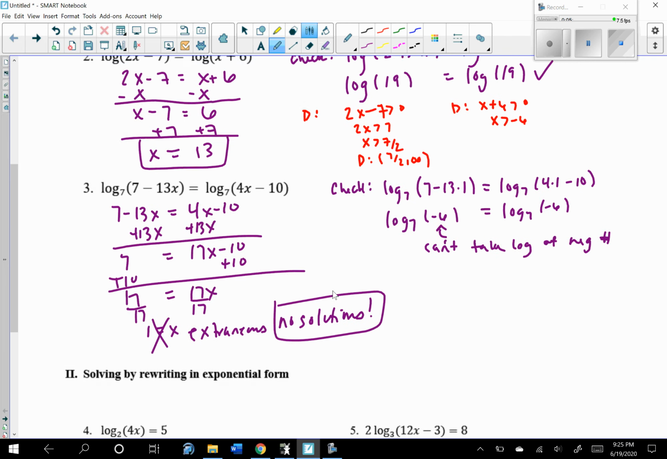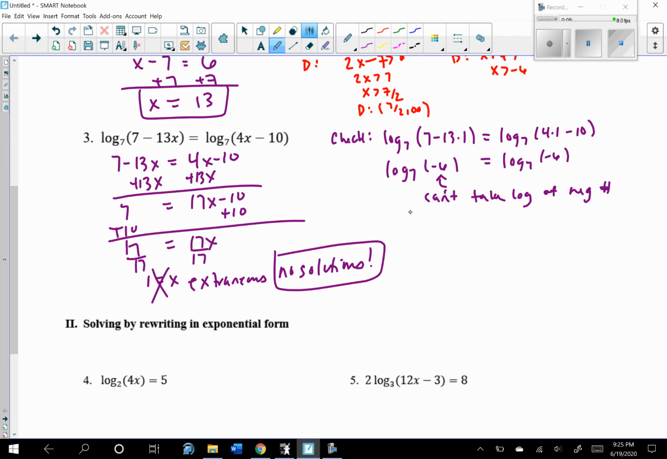Looking at question 3, we can do the same thing. So 7 minus 13x has to be greater than 0. So then subtract the 7, divide by negative 13. Remember, when you divide both sides of an inequality by a negative value, you flip the inequality sign.